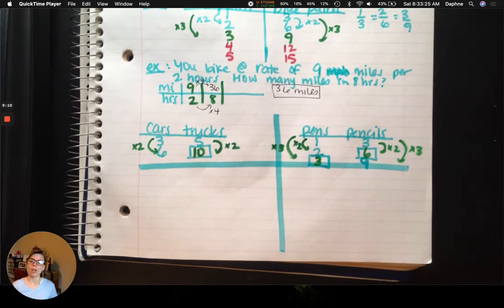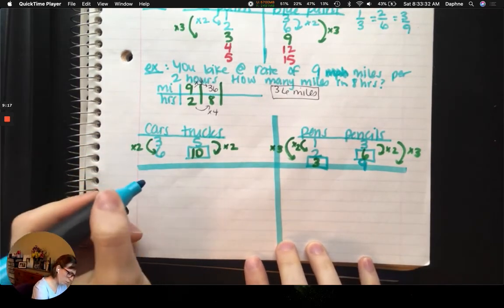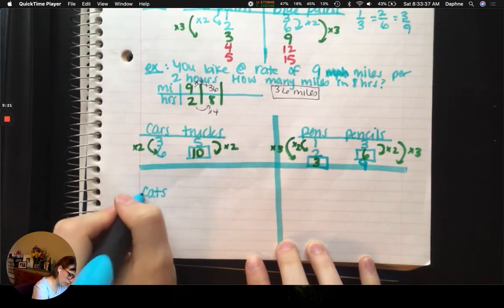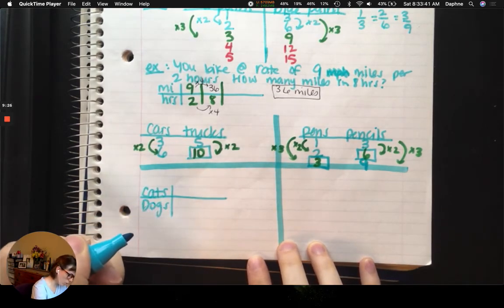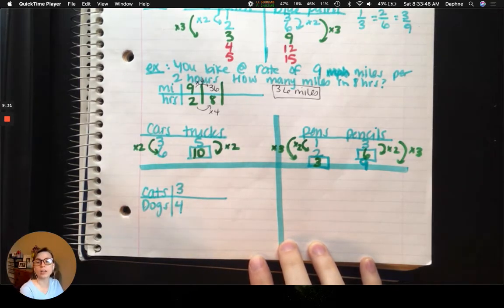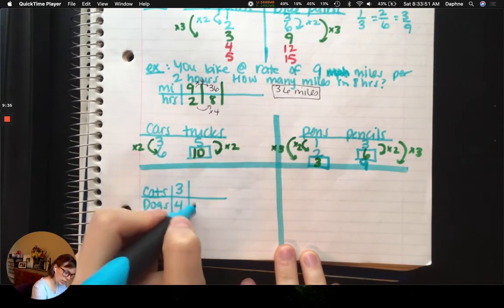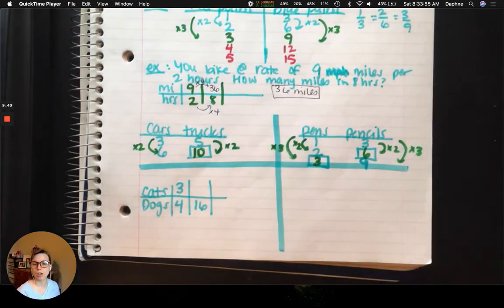Okay. 2 last examples. Okay. So if I'm going to do horizontal this time, I'm going to have cats, and I'm going to have dogs. So if I have 3 cats, then I have 4 dogs. That's the ratio that we are given. I want you to fill it in when there are 16 dogs. What would go in this top box? Pause the video, try to figure it out.